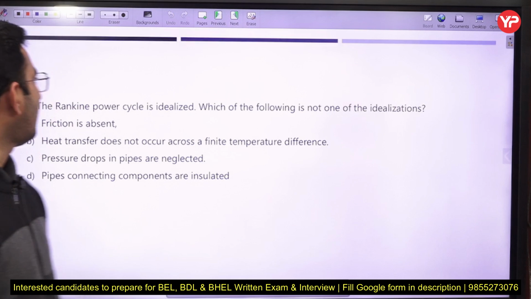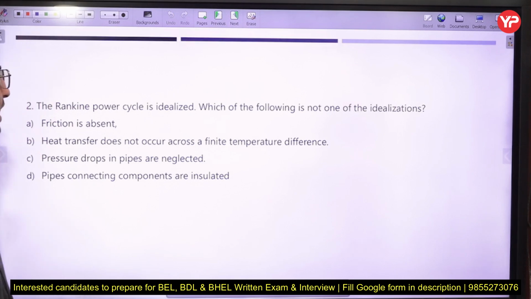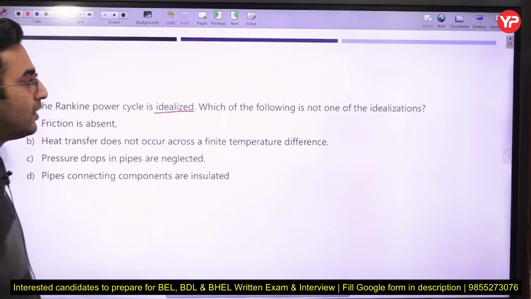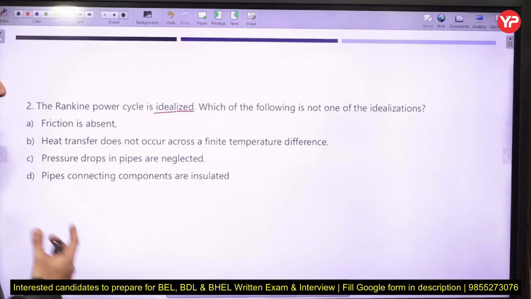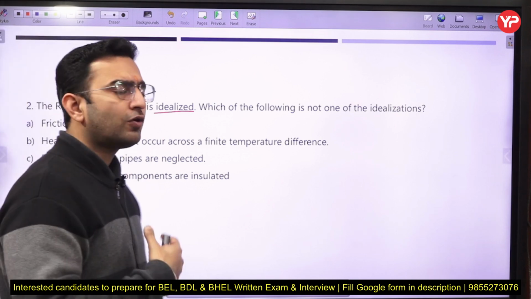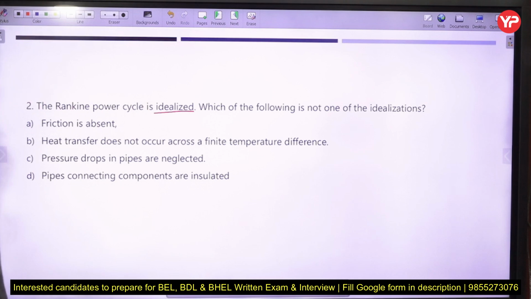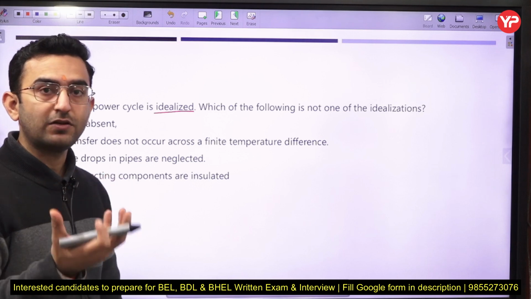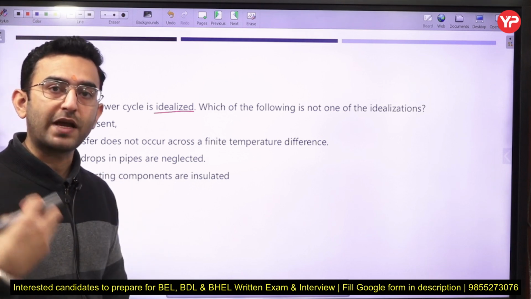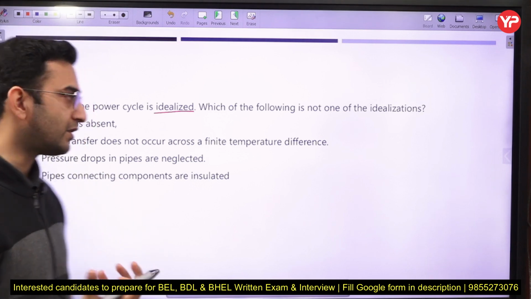Next part, the Rankine power cycle is idealized. Which one of the following is not one of the idealizations here? So basically, it is asking you to find out which one is not an assumption of the Rankine cycle. The first one is that friction is absent. That is basically correct, because we always consider that friction is not present in all the processes. That is why the cycle is considered an internally reversible cycle here.